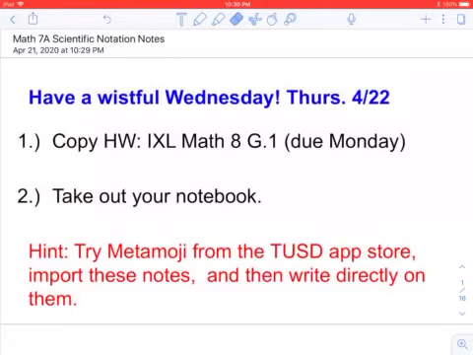Hi Math 7A. Today we are going to learn about scientific notation.